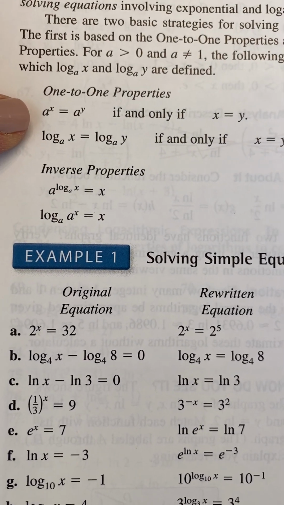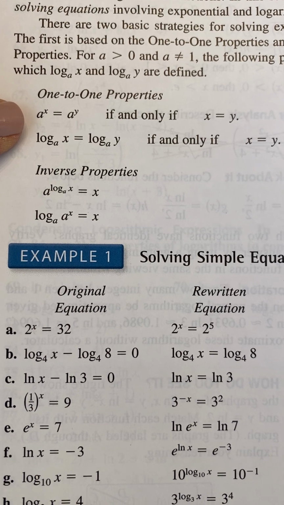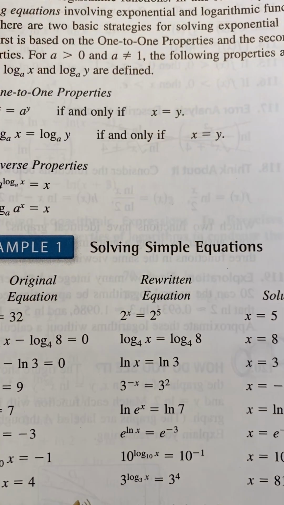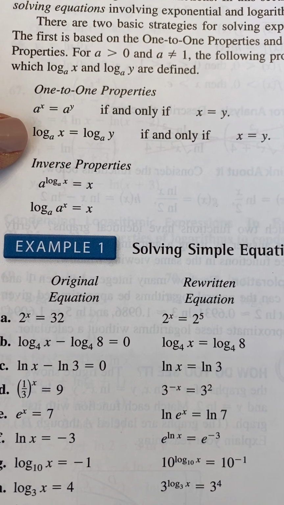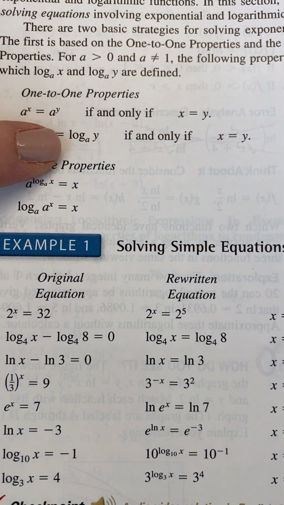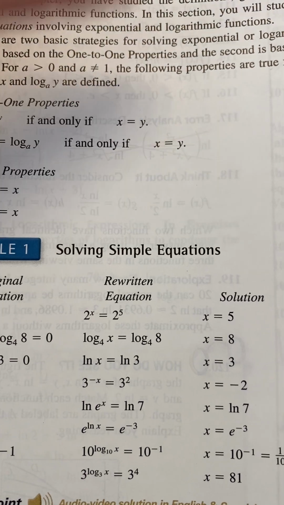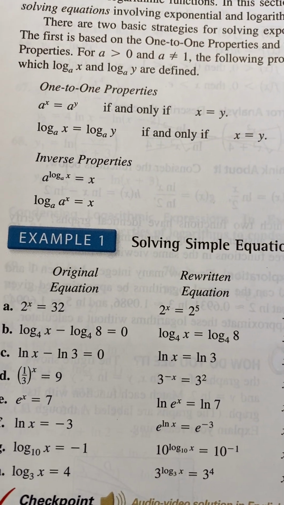So if a to the x equals a to the y, then x would have to equal y. That seems to make sense. The same with a logarithm. If the log base a of x is equal to the log base a of y, then both x and y would have to be equal to each other.